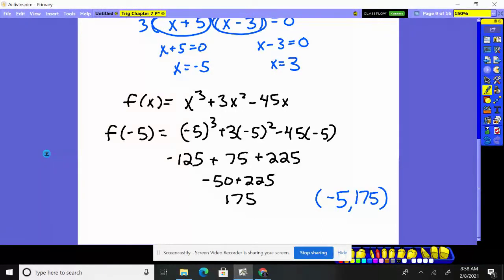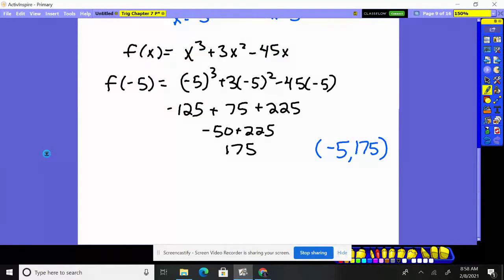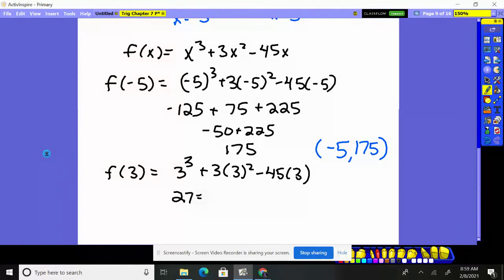We now need the other critical point where I plug in 3. So f of 3 in the original equation. I'm plugging these values I found into the original equation to find what y value goes with them. So 3 cubed plus 3 times 3 squared minus 45 times 3. So we have what? 27 plus 27 minus 135.